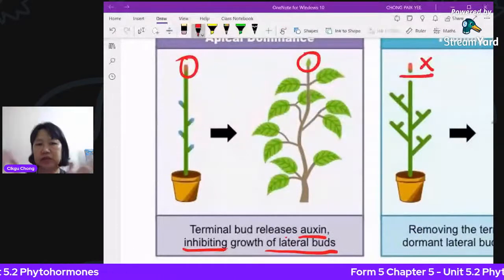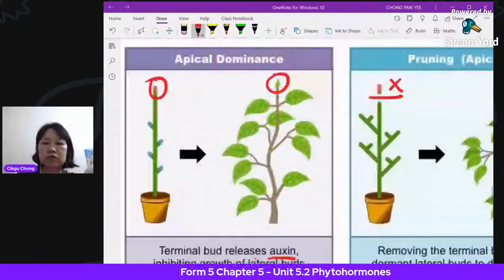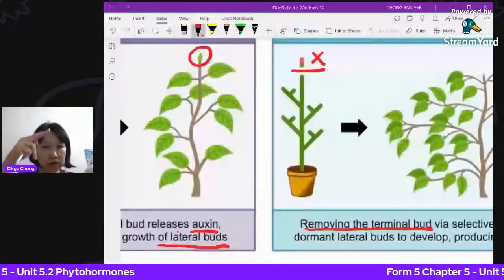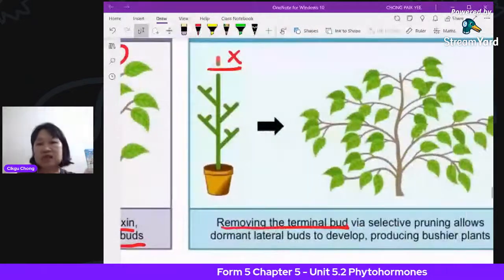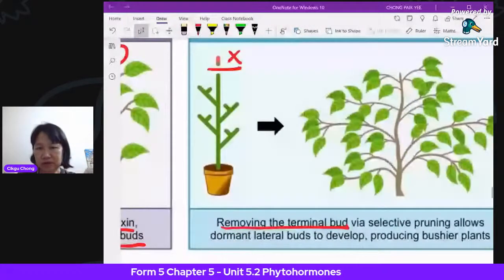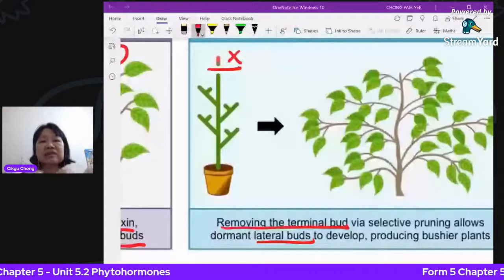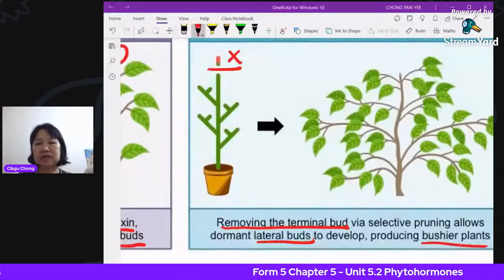But what happens if you remove the apical bud, we cut the top bud off, because that one produces the auxin, right? So you can see what happens. Now I see so many branches come out. Lateral buds will develop. So your plant looks like it has more leaves, producing a bushier plant.